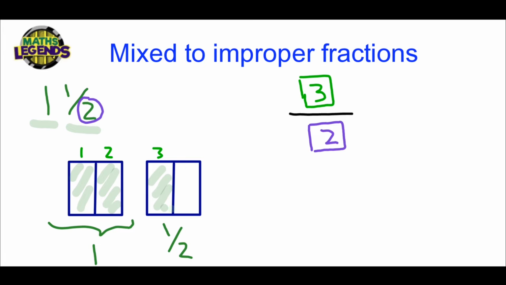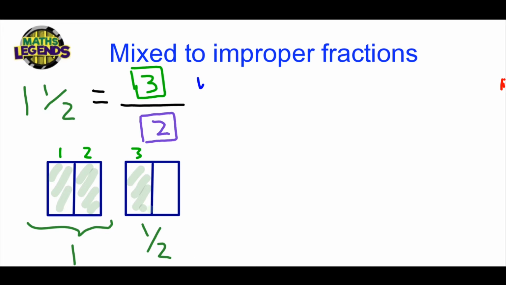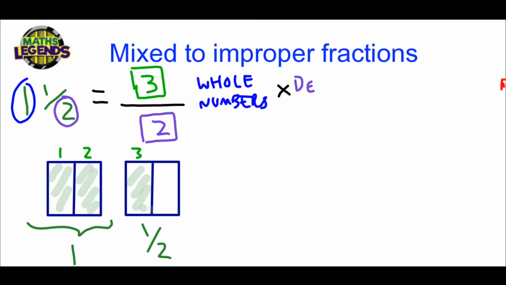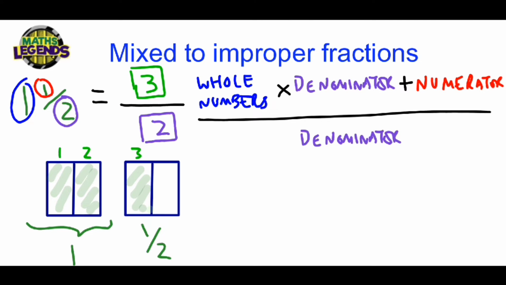Now, in the exam or for questions generally, it's very time consuming to draw these sorts of boxes and shade them in and then count. So is there a quicker way? Yes, there is. We can follow the following formula. We can say whole numbers, which is this one here, multiplied by the denominator, plus numerator, which is here, all over the denominator.